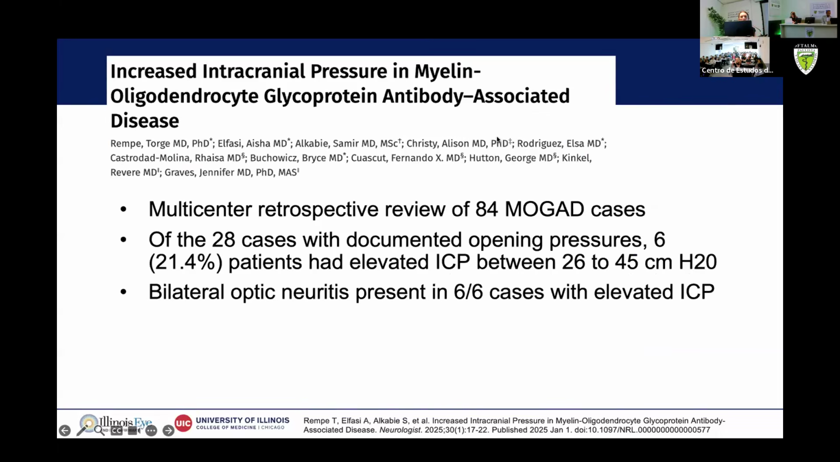And then we've got this multi-center retrospective review of 84 cases of MOGAD. 28 of them had documented opening pressures, as we often don't even ask for that in our demyelinating cases. But of these 28 that had reported opening pressure, 6 of them, or 21%, had elevated ICP documented to be between 26 and 45. So once again, they find this association.